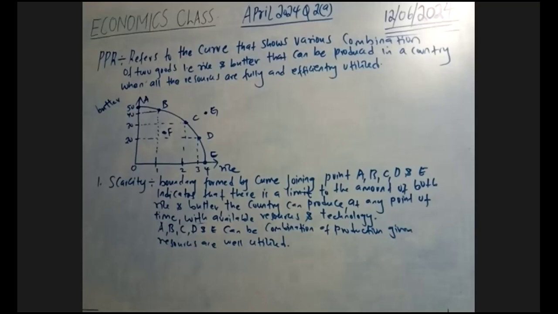I have written it in small letters. Now we say boundary formed by the curve joining point A, B, C, D, and E indicates that there is a limit to the resources, the amount of both rice and butter the country can produce. So it means the resources are scarce, but at any point along that curve, we can produce A, B, C, D, and E as our combination. We can pick any combination of A, B, C, and D so that we can utilize our resources effectively. So at that point, resources are well utilized.